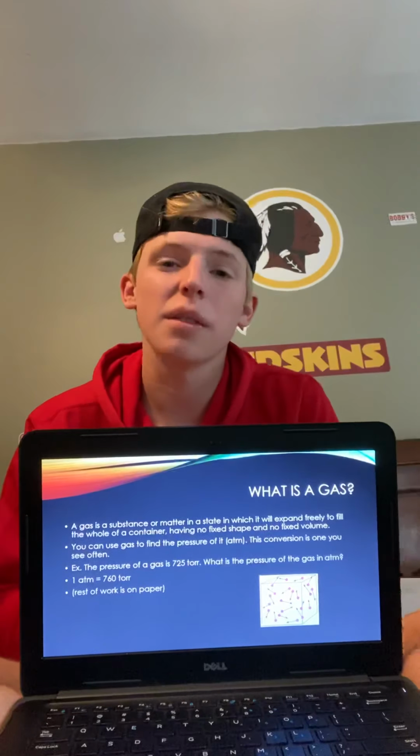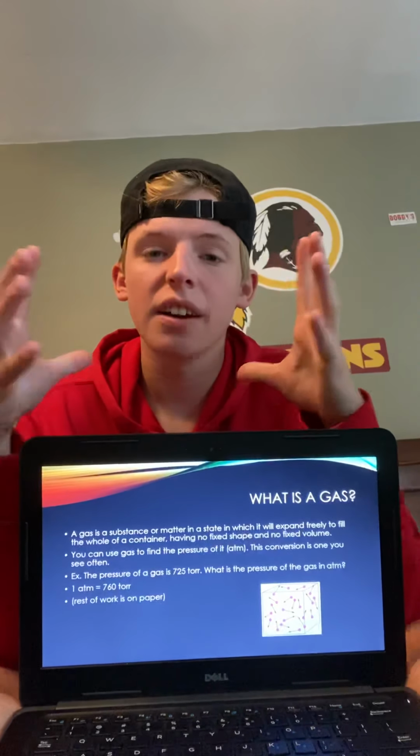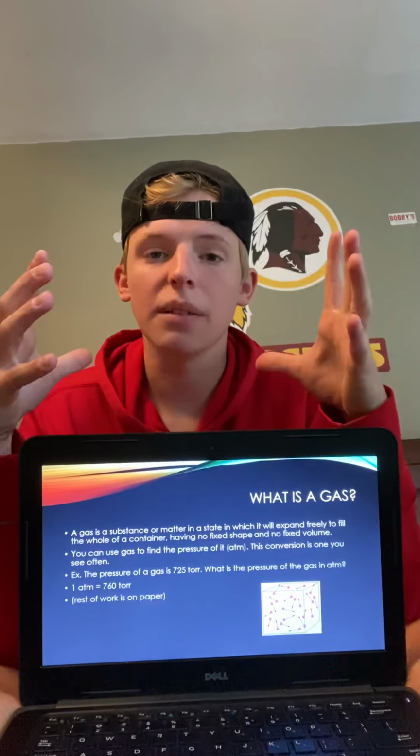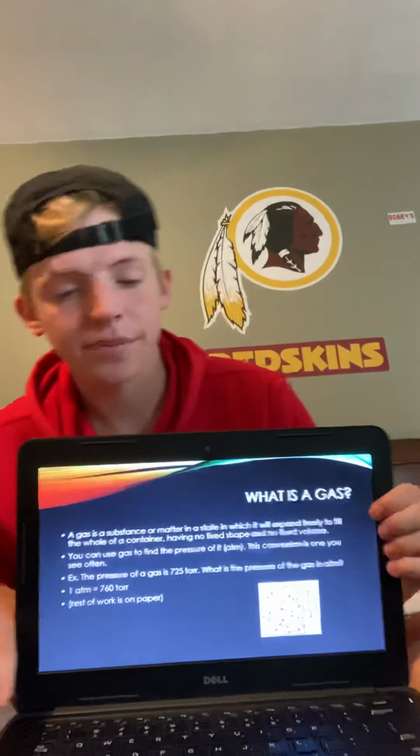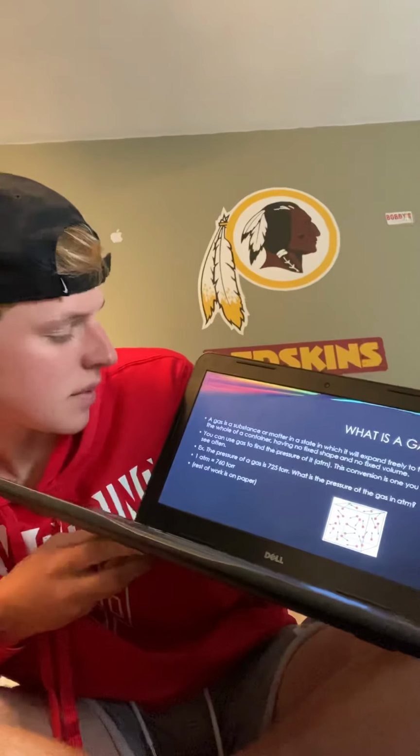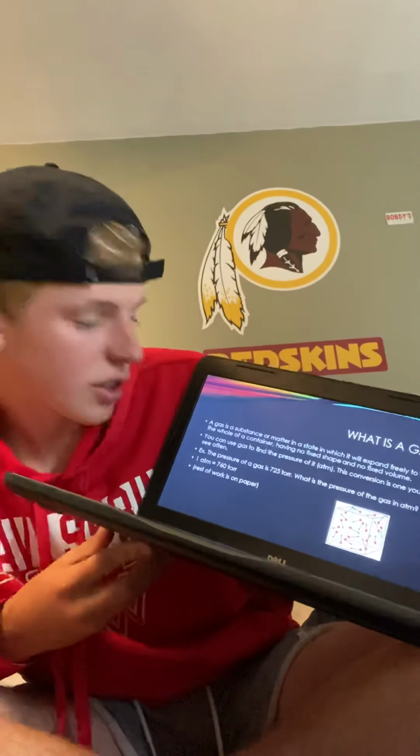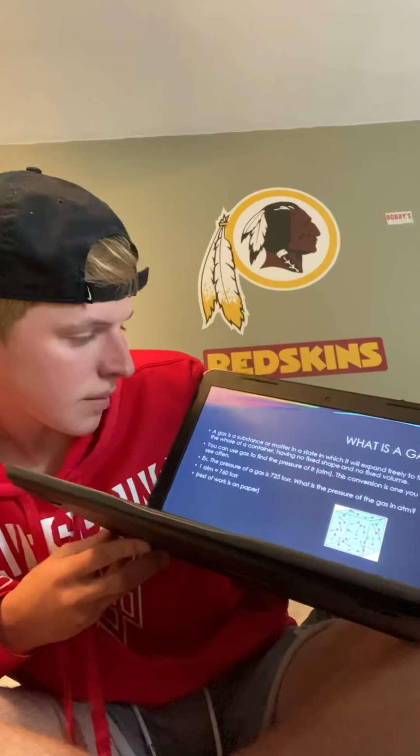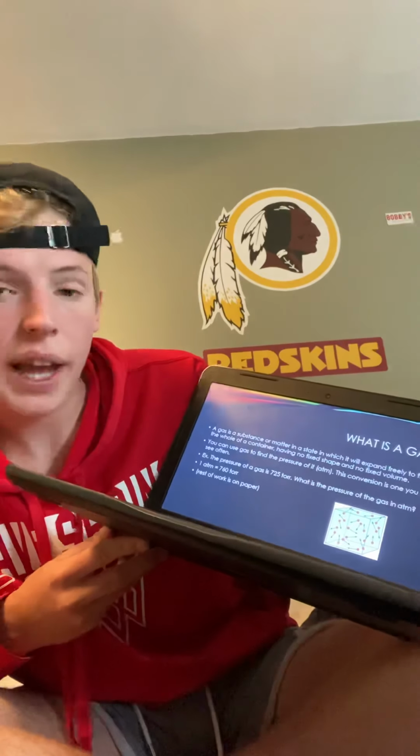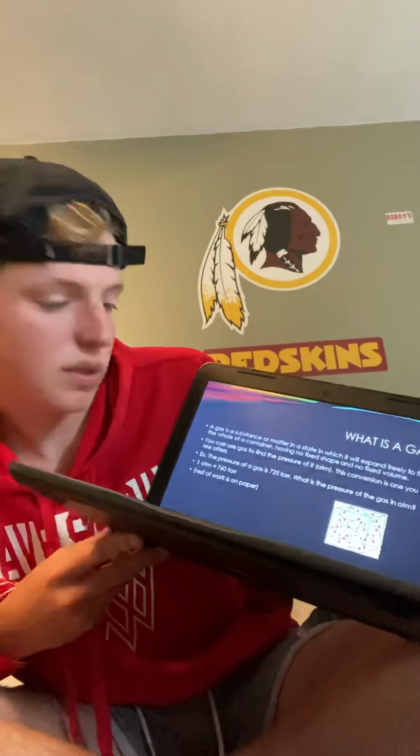Well, to first find them, you want to find the pressure of them. That's the main part. Find the pressure of a gas, of something of that matter. So you can use this by solving the ATM. Now, the ATM is the most often conversion you see, okay? We'll go ahead and just jump into an example problem to best explain that.